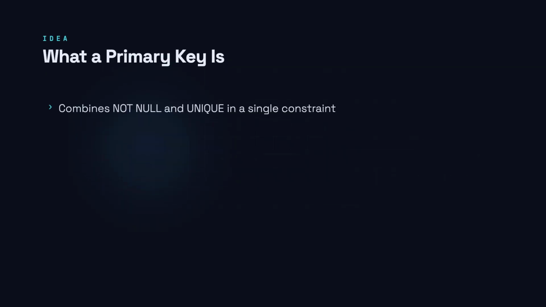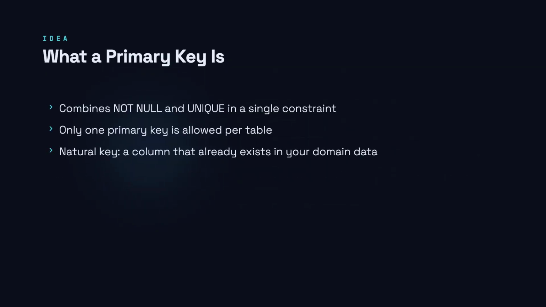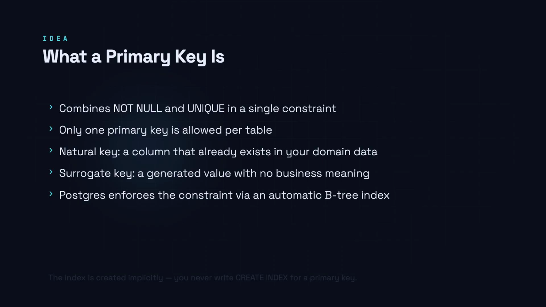A primary key is just two constraints in one. The column must never be null, and every value must be unique across the table. Postgres enforces this automatically by building a B-tree index the moment you declare the key.